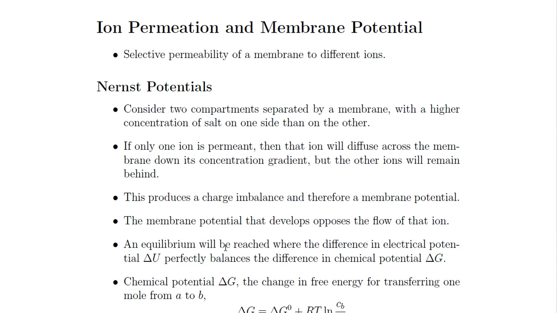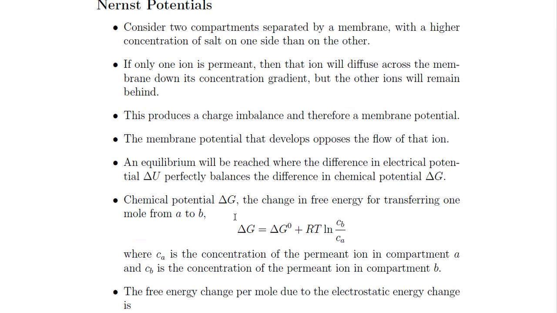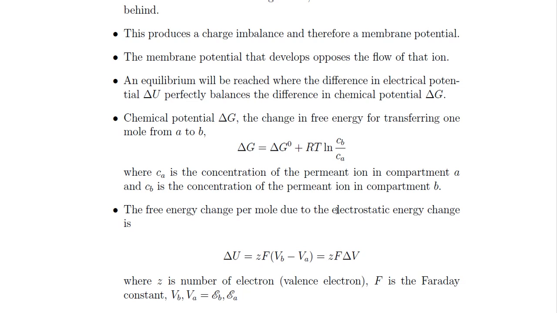But after some time, equilibrium will be reached where the difference in electrical potential, delta U, perfectly balances the difference in chemical potential, delta G. The chemical potential for transferring one mole from A to B is delta G naught plus RT ln CB over CA, where CA and CB are the concentrations of the permeant ion in compartment A and compartment B. The free energy change per mole due to the electrostatic energy change is delta U equals ZF times VB minus VA, the voltage difference between compartments B and A, where Z is the valence of the ion and F is the Faraday constant.